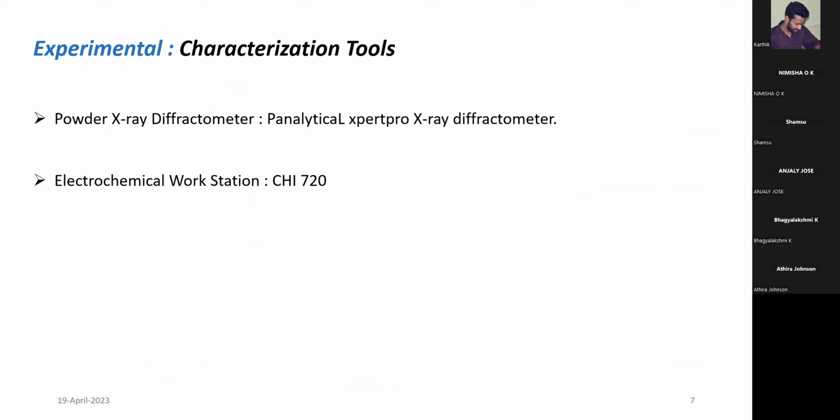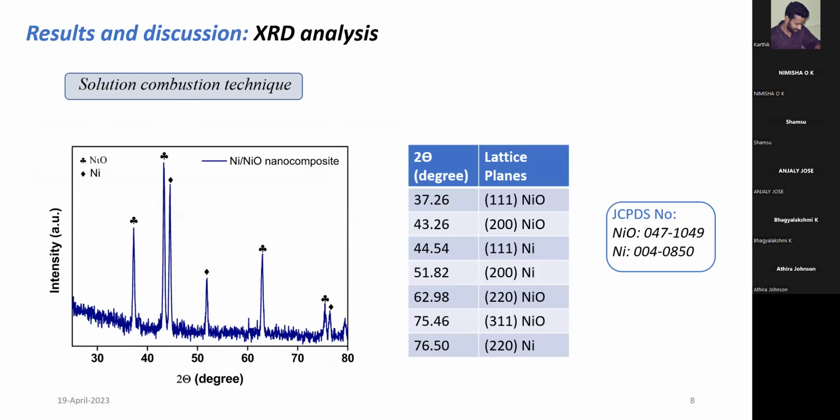These are the characterization tools we used in our present study. Here we synthesized the nickel oxide-rich nickel-nickel oxide nanocomposite by solution combustion technique. The XRD pattern shows the presence of both nickel oxide and nickel phases, and the nickel phase is the dominating phase, showing the formation of nickel oxide-rich nickel-nickel oxide nanocomposite.